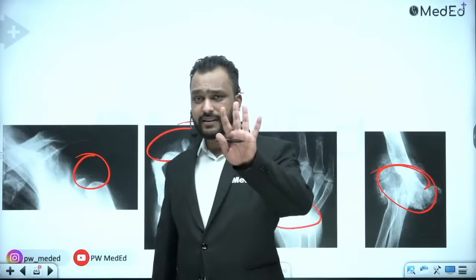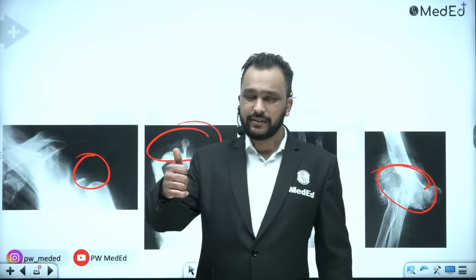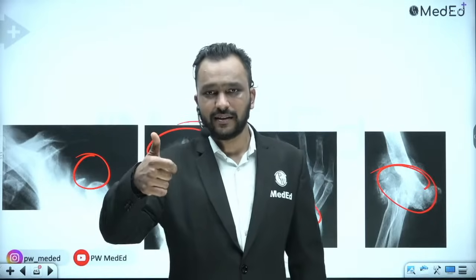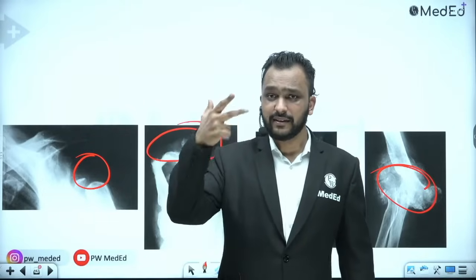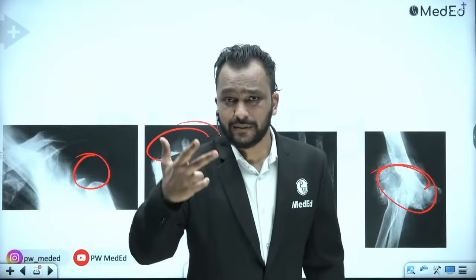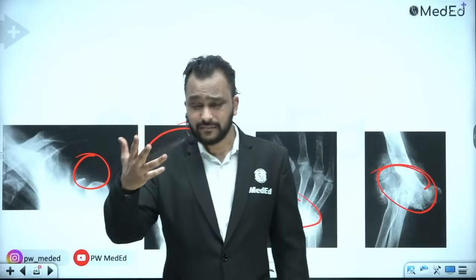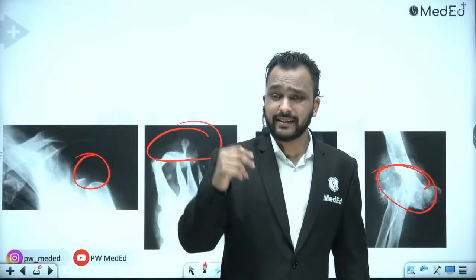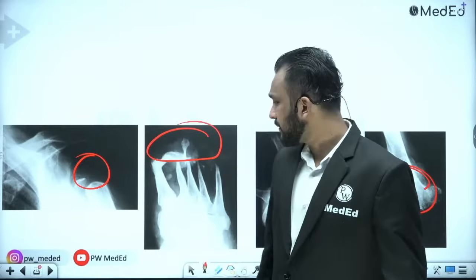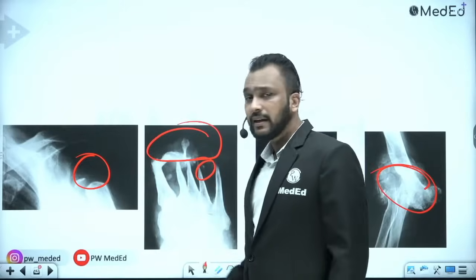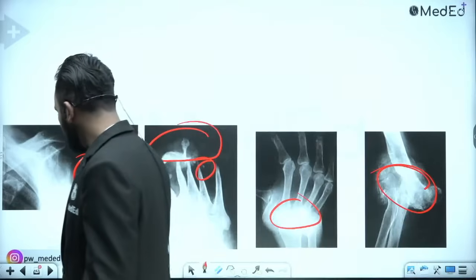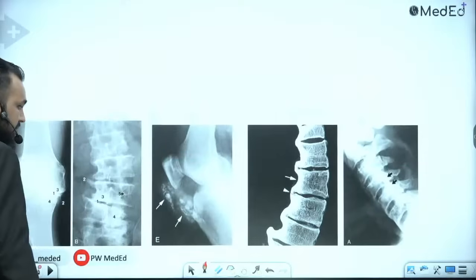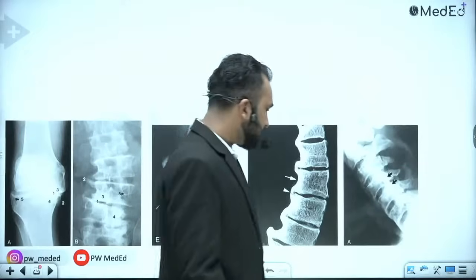And what are the 6 Ds? You will see that the joints will be disorganized, there will be destruction of joints, joints will be distended with fluid, there will be increase in the density of the joints, and there will be debris within the joints, and last there will be dislocation of the joint. So just remember the 6 Ds are seen in Charcot's joint. Okay.